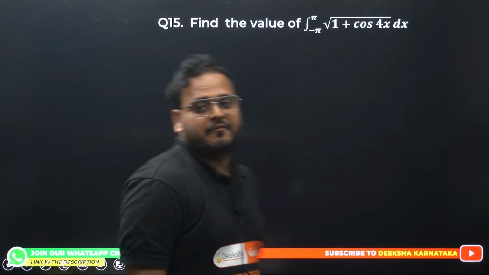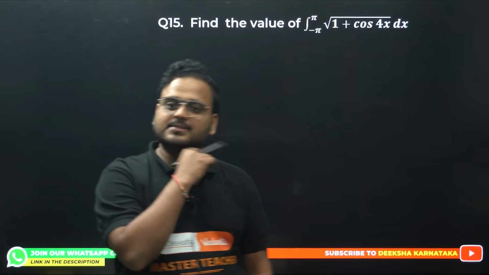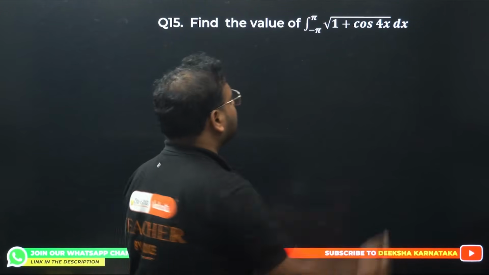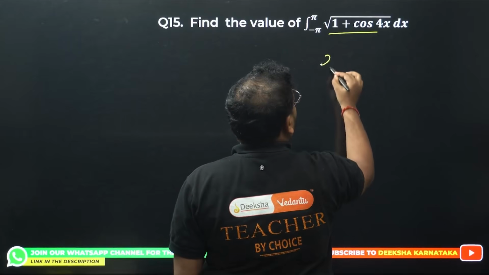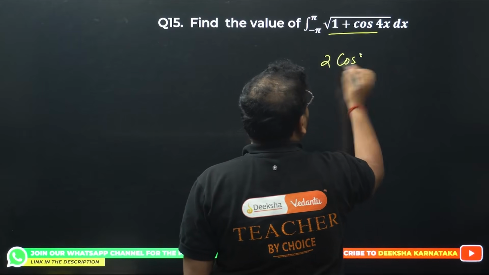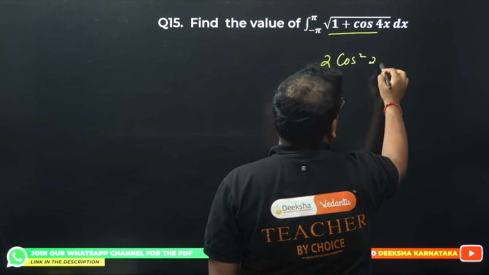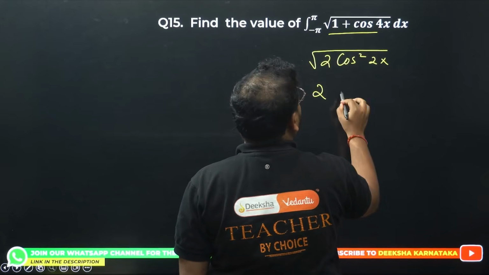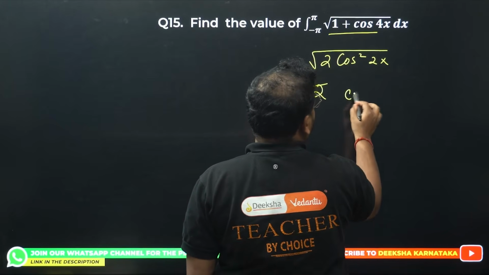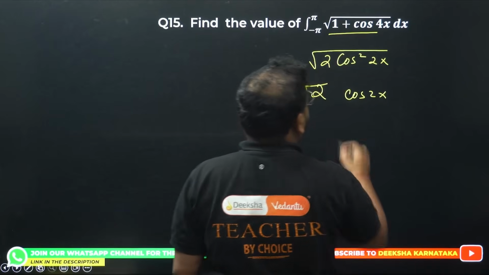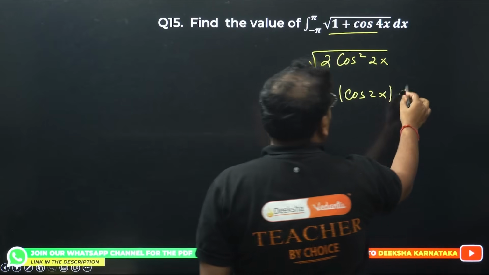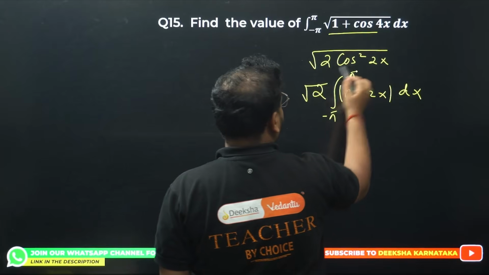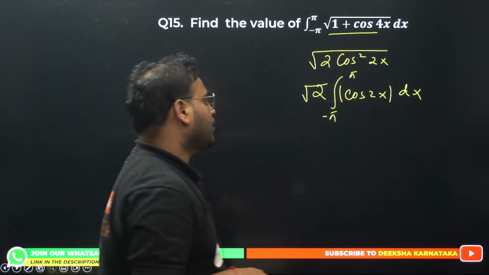Okay, the question number 15 now. 1 plus cos 4x in the root. We know that the root means you have to use identity to get rid of the root. 1 plus cos 4x will become what? Twice of cos square 2x in the root. This will become what? Twice of, so root 2 times of cos 2x dx, integration minus pi to pi.